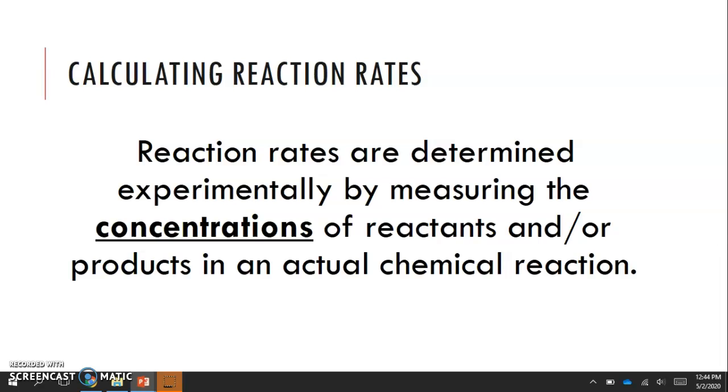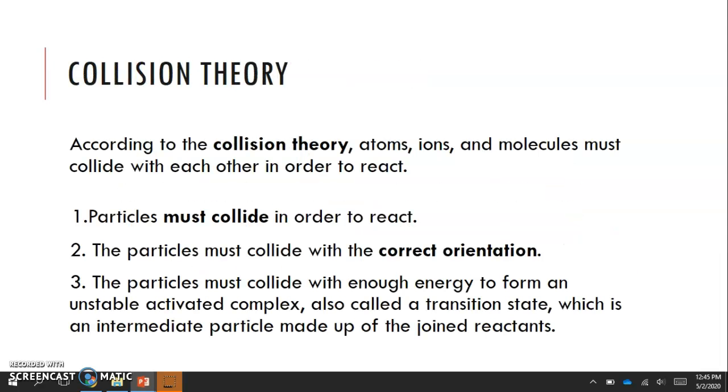So we calculate reaction rates by determining them experimentally. Okay, so we measure the concentrations of reactants or the products in an actual chemical reaction. So this is done experimentally. You can do it in the lab. And then you use math, everybody's favorite. You guys are not going to have to actually calculate reaction rates. You just need to be aware of reaction rates and then what are the factors that do affect them.